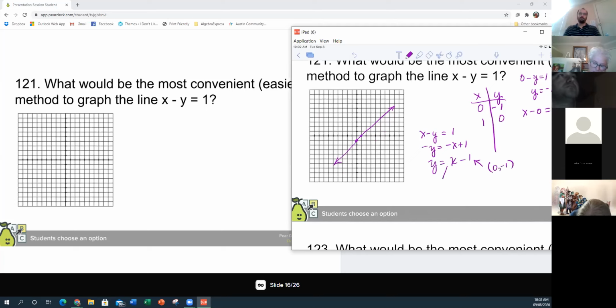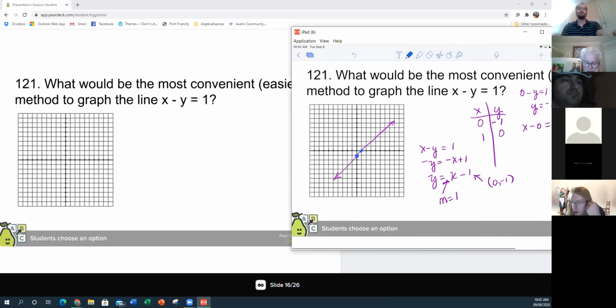And the slope, if there is nothing in front of the x, that's automatically assumed to be a 1. It's an implied 1. So here we would start at 0, negative 1, and then we would go up 1 over 1, and we would have exactly the same graph. So that's the slope-intercept method.